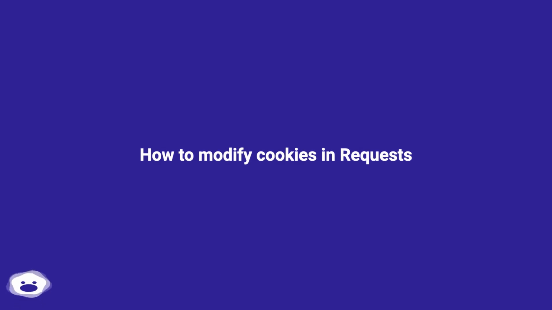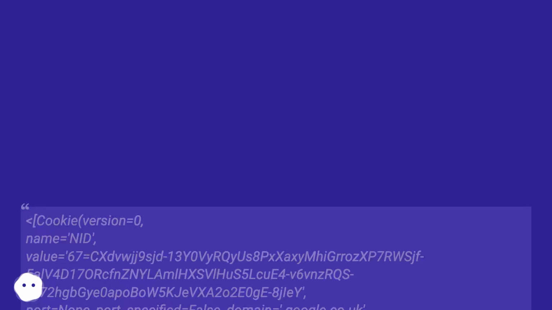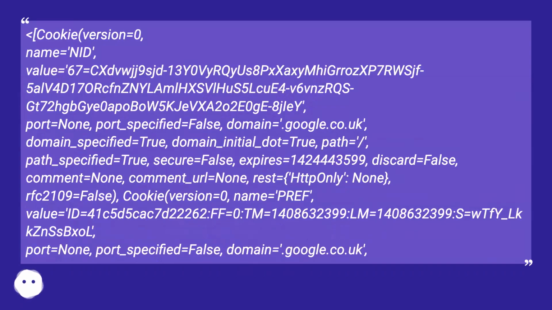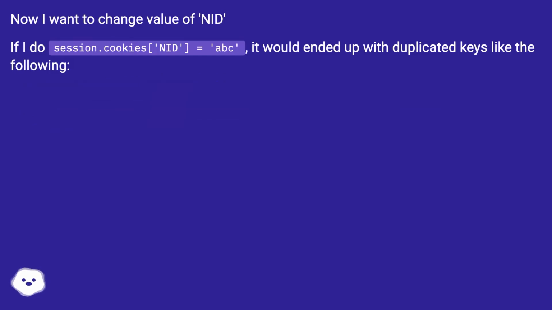How to modify cookies in requests. I couldn't find any documentation regarding cookies modification on the official website, i.e. no API doc for requests.cookies.RequestsCookieJar. For example, now I want to change the value of nid.